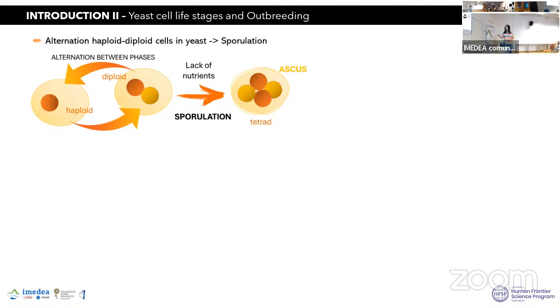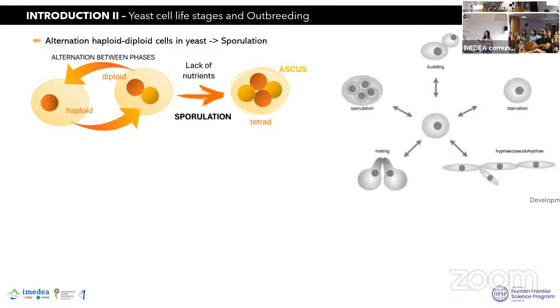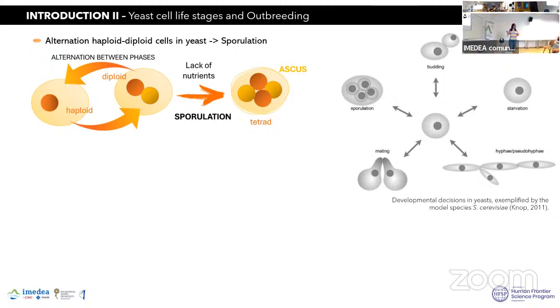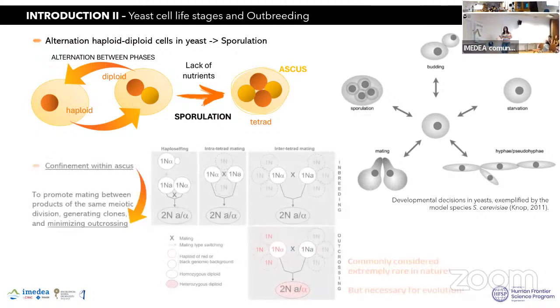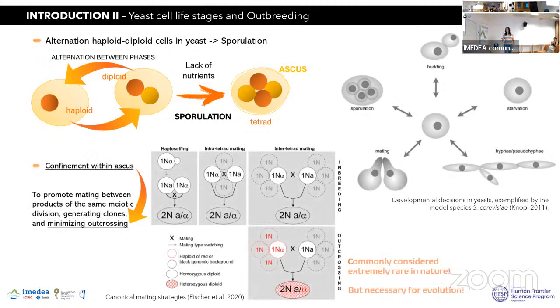Of course, the cells have different developmental strategies, and they can decide to go to the other side. But in the case that there is a lack of nutrients, they decide to go to sporulation. Maybe with a favorable environment with more nutrients, they can decide to go for budding or another type of developmental process. Now let me explain a little about the canonical mating strategies for the yeast cells.